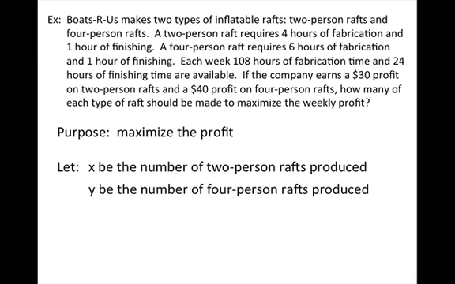Then you go to your objective function. Look back at the purpose. The purpose was to maximize the profit, so the objective function is going to deal with profit. I earn a $30 profit on each 2-person raft produced and a $40 profit on each 4-person. So my profit is 30x plus 40y.